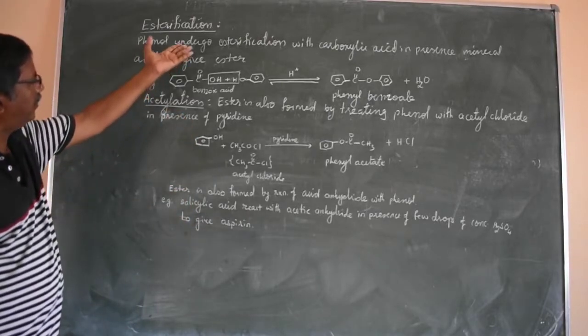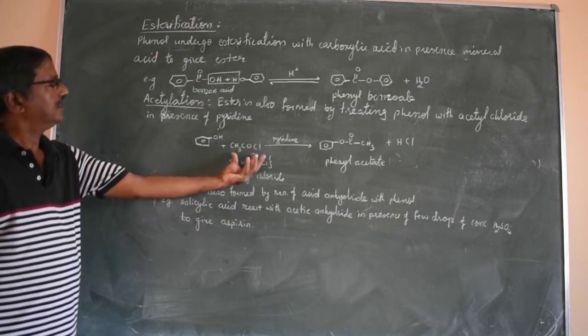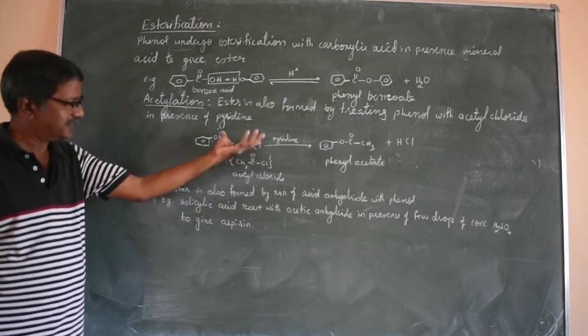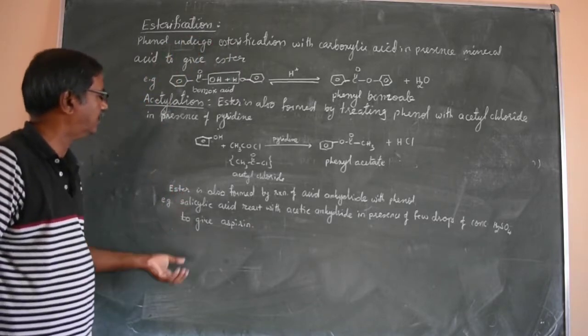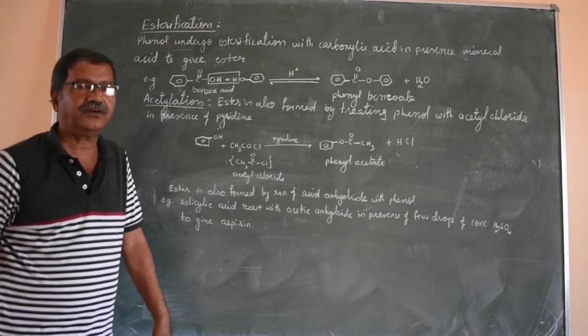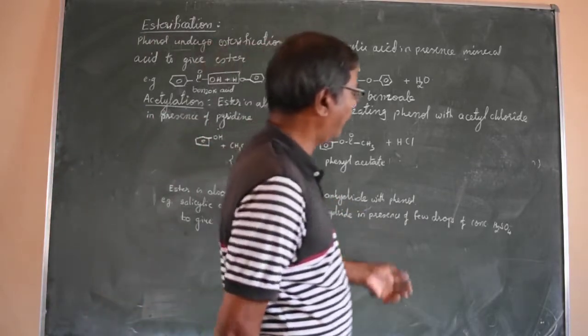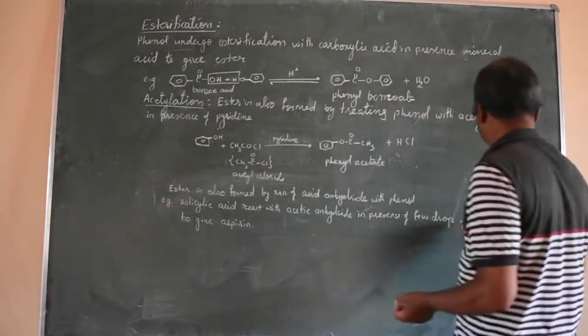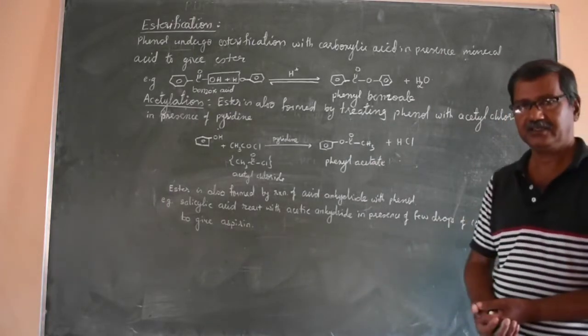We know ester is formed by treating with carboxylic acid, or by treating with acid chloride or acetyl chloride. It is called acetylation. This is called general esterification. It is also formed by treating alcohol or phenol with acid anhydride like acetic anhydride. And here you are using H2SO4 as a dehydrating agent, as a catalyst.